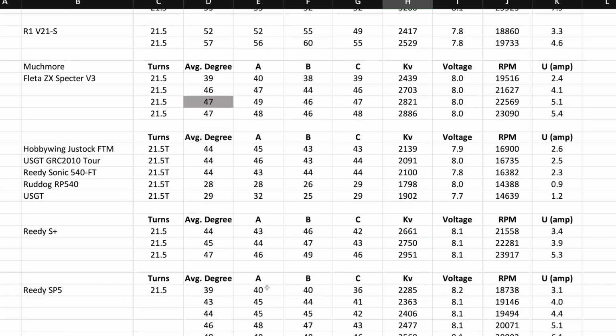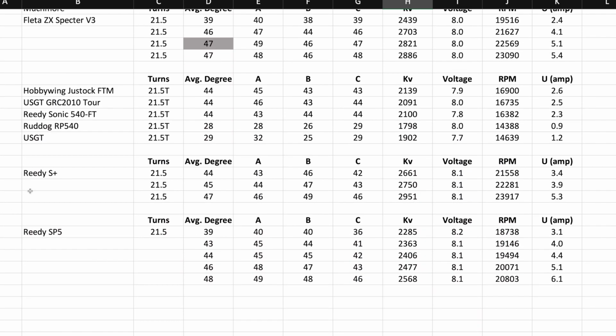the Reedy is a very nice motor, but if you're debating between these two, the Reedy S Plus and the Reedy SP5, it's going to depend on what you're looking for. Are you looking for something with more torque, or are you looking for something with more revs? And that's ultimately going to determine which one will be best for your application.